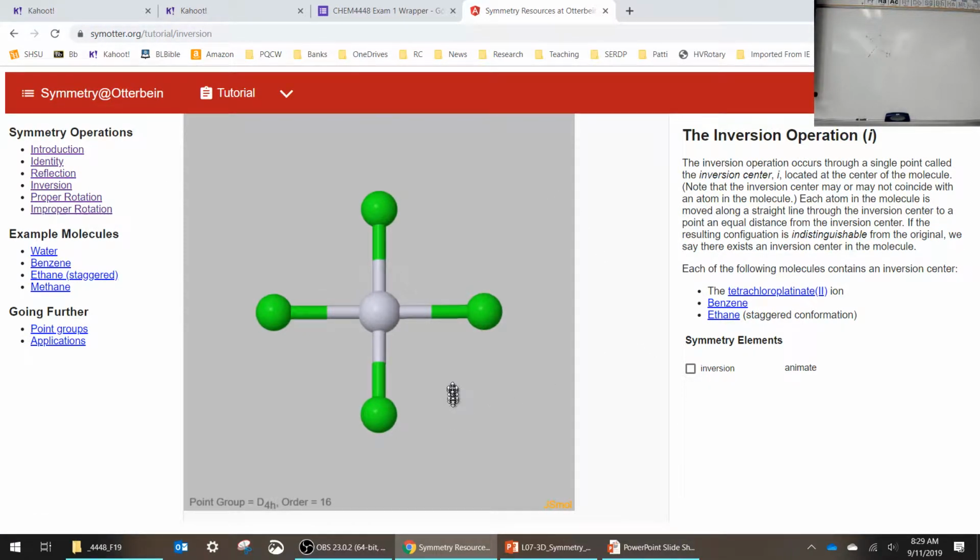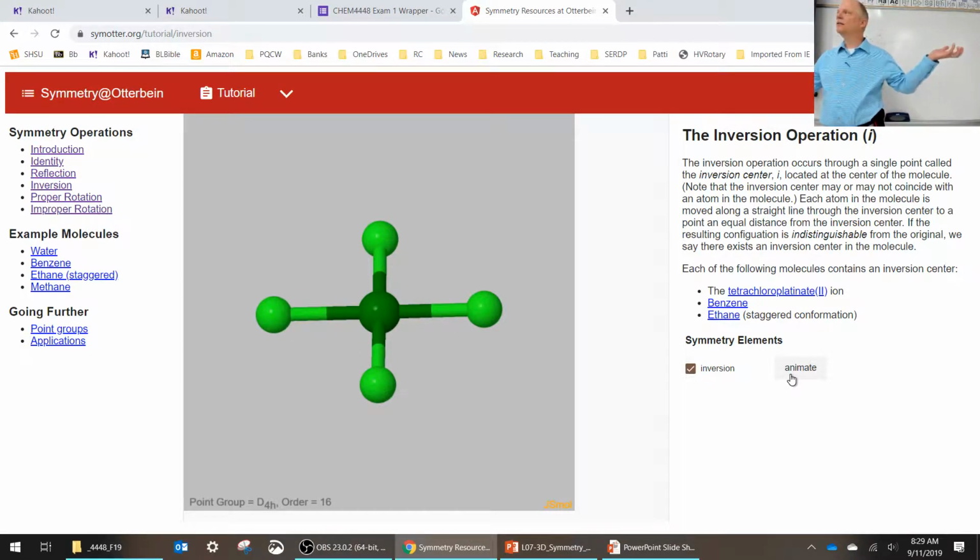Now this is tetrachloroplatinate. So platinum in the middle, 4 chlorines. It's just a big square. Okay. So the inversion center is right in the middle. You can animate that, and everything goes through the center of mass. Now this is a particular case where the inversion center actually has an atom at the center of mass, platinum. But there does not need to be.